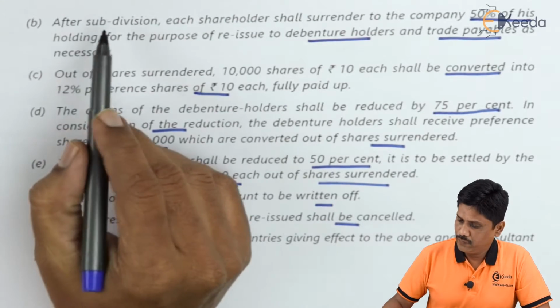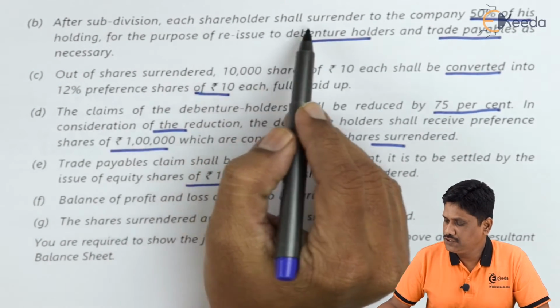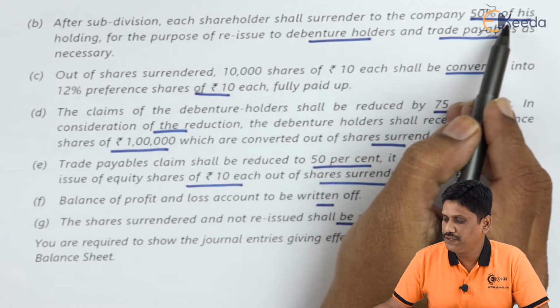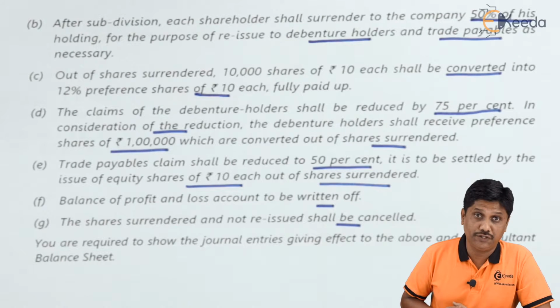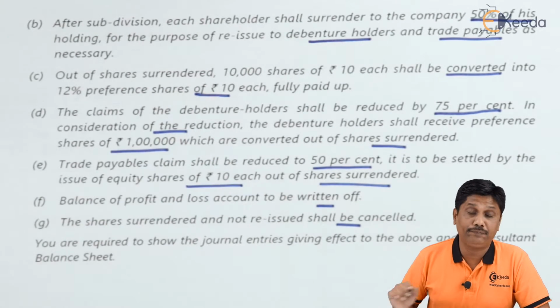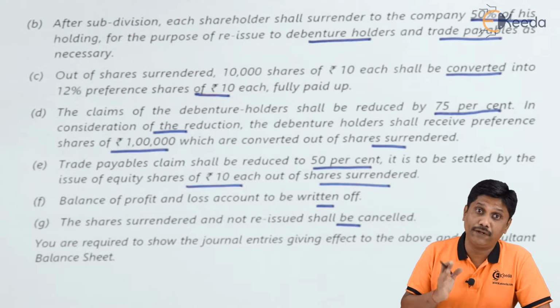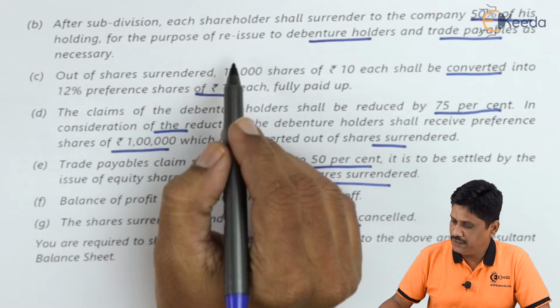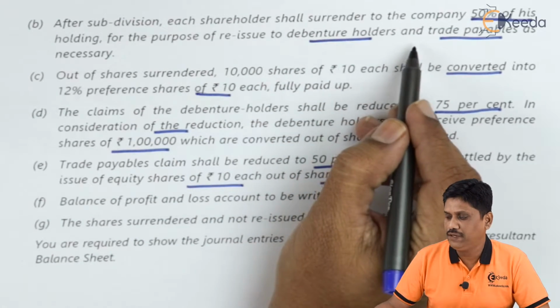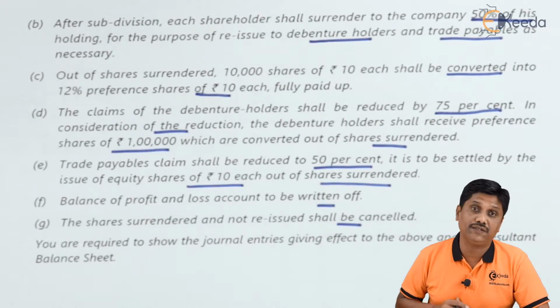Transaction number B. After subdivision, each shareholder shall surrender to the company 50% of his holding. Now your existing 10,000 shares are converted into 1 lakh shares. Out of that, 50%, that is 50,000, is surrendered to the company for the purpose of reissue to the debenture holder and trade payable as necessary.